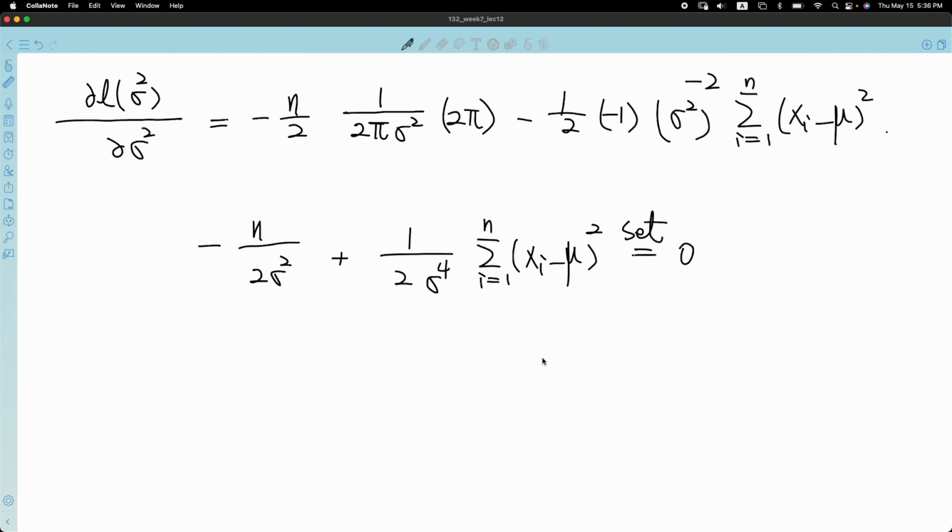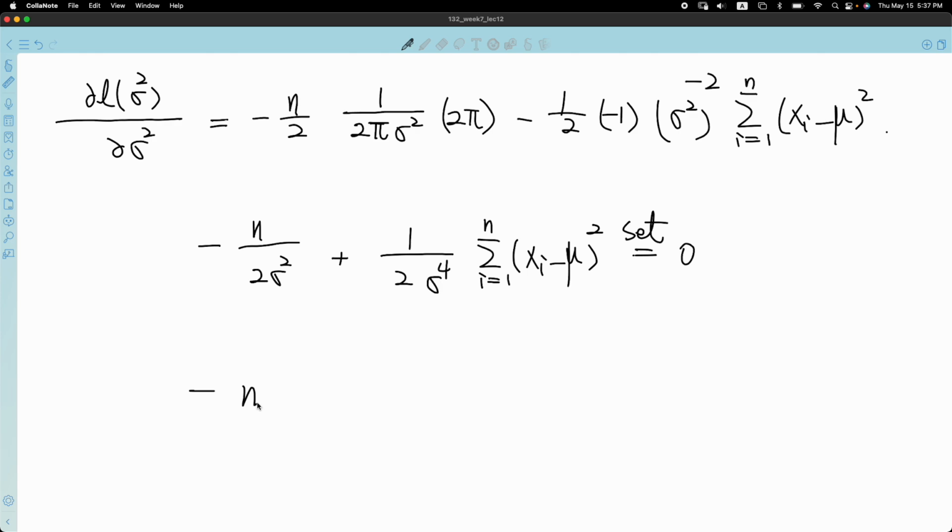Okay, so next, just further simplify this expression and then put the sigma square on one side, and whatever is on the right-hand side will be your closed form solution for the MLE. So now multiply by sigma raised to the power of 4 on both sides. Okay, so you have negative n. And also, how about we just multiply 2 times the sigma raised to the power of 4? So the 2 here will also cancel out.